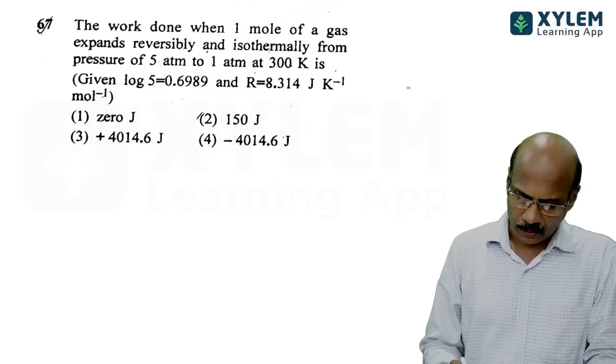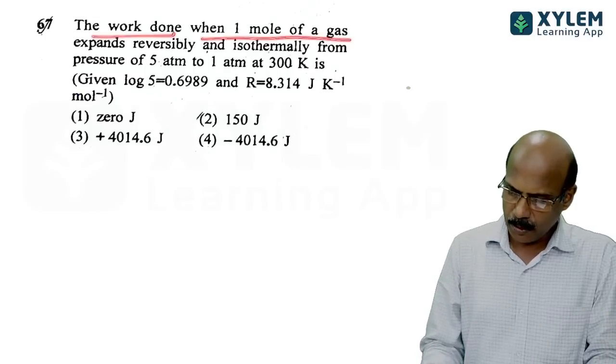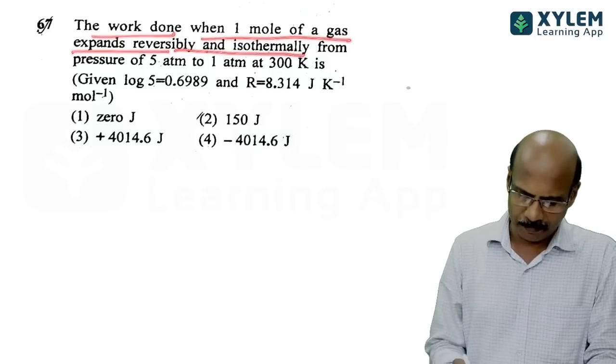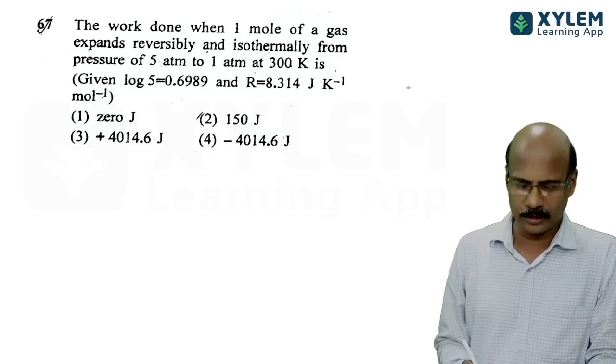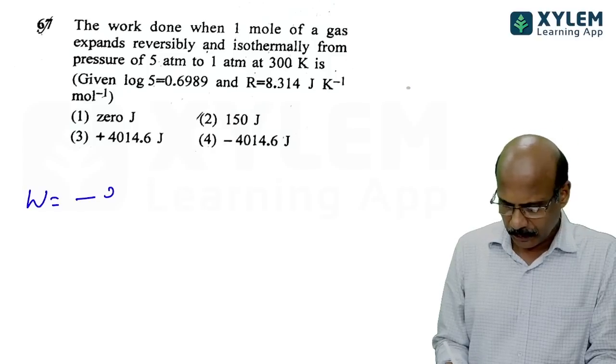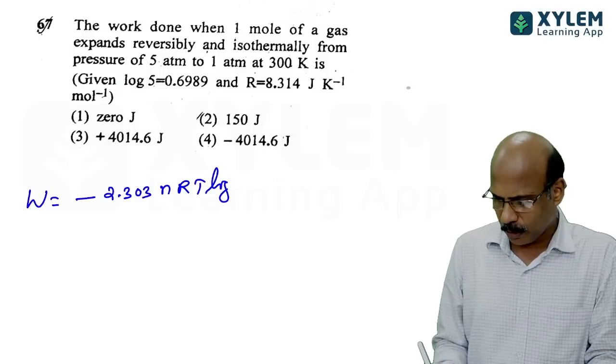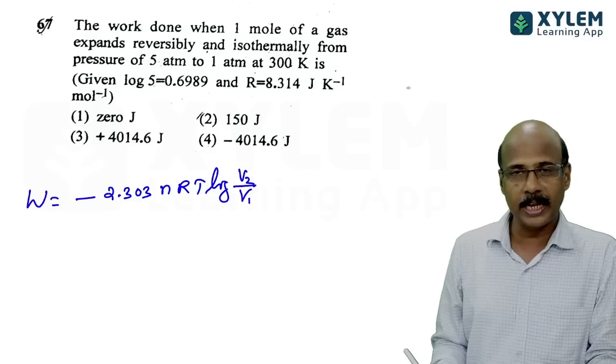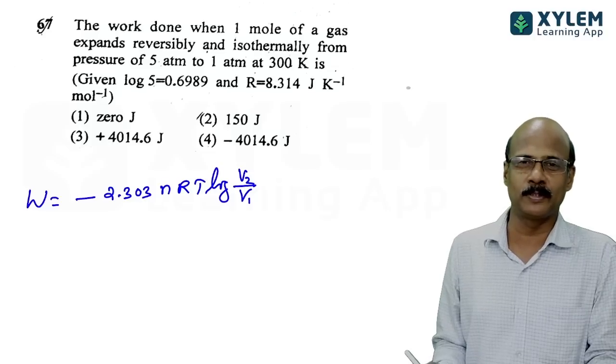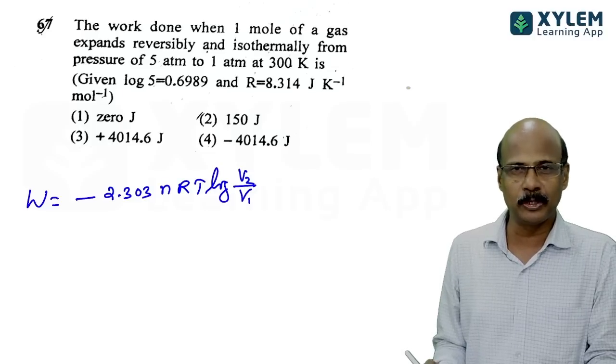What is asked here? The work done when 1 mole of gas expands reversibly and isothermally. You know the reversible isothermal work: W equals minus 2.303 nRT log V2 by V1. And again, for an isothermal process, P1 V1 equals P2 V2.